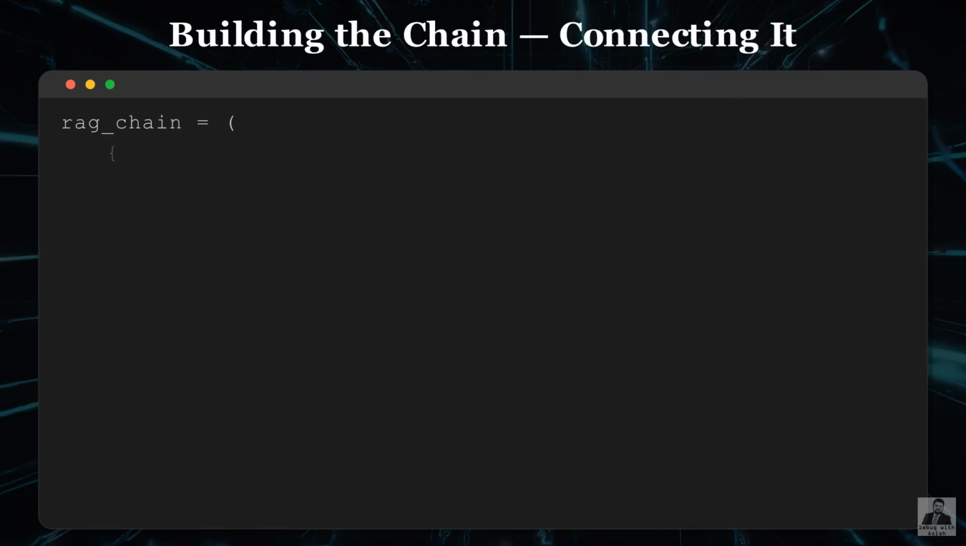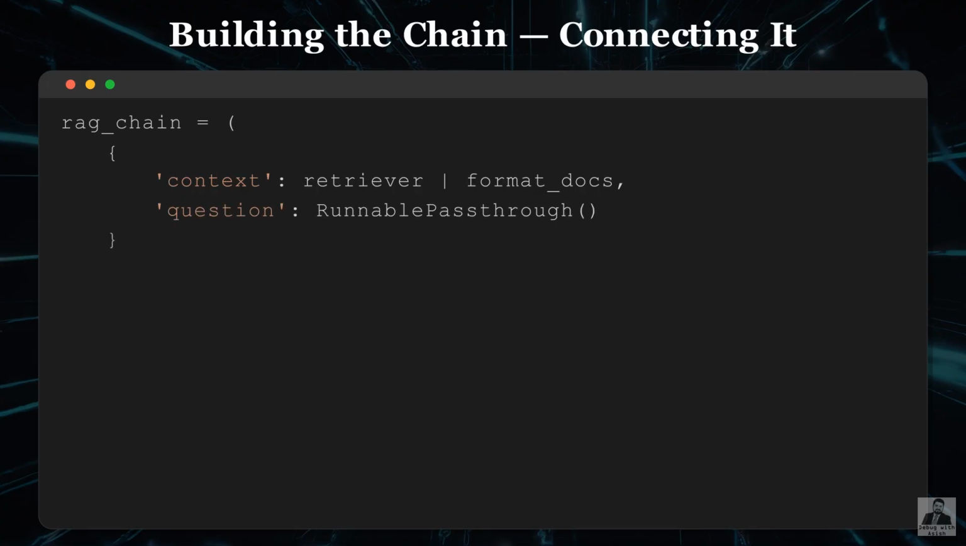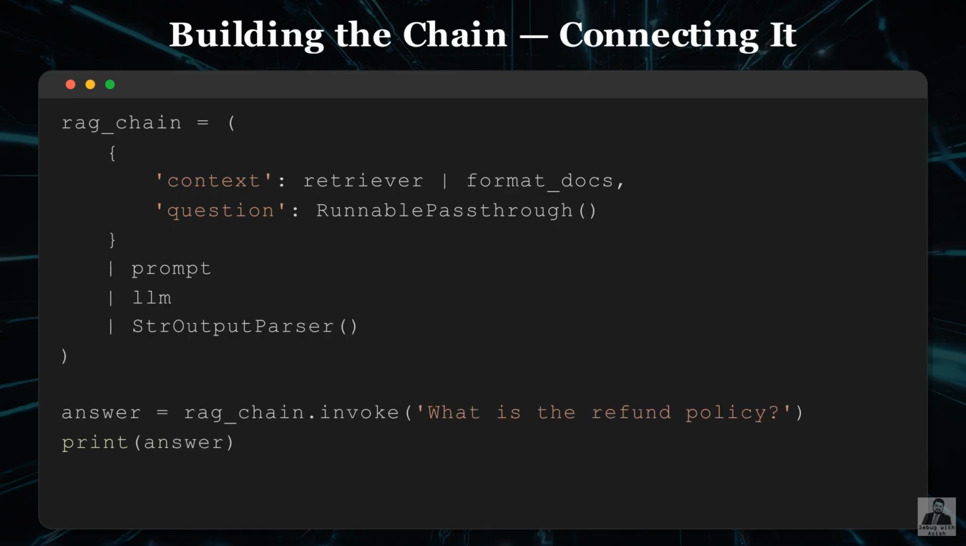Now we connect everything into a LangChain chain. The context key runs the user question through the retriever to fetch chunks, then pipes those chunks through our format docs function to produce a single string. The question key passes the user input straight through unchanged. Both feed into the prompt template, which then feeds into the language model, which feeds into a string output parser. Calling invoke on the chain triggers the entire pipeline in one line.